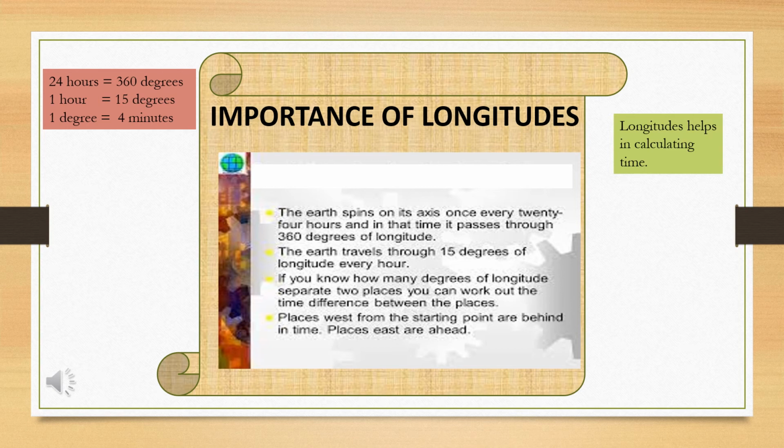For reference, we are going to take 0 degree longitude as the base point. So if we are moving from 0 degree longitude towards the east, we are going to add the time, or the places east of 0 degree longitude are ahead in time, and the places west of 0 degree longitude are behind in time, and for every degree there is a difference of 4 minutes.